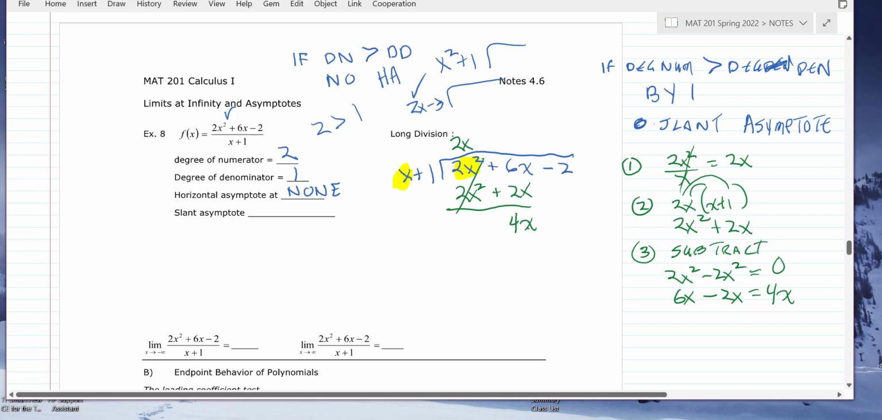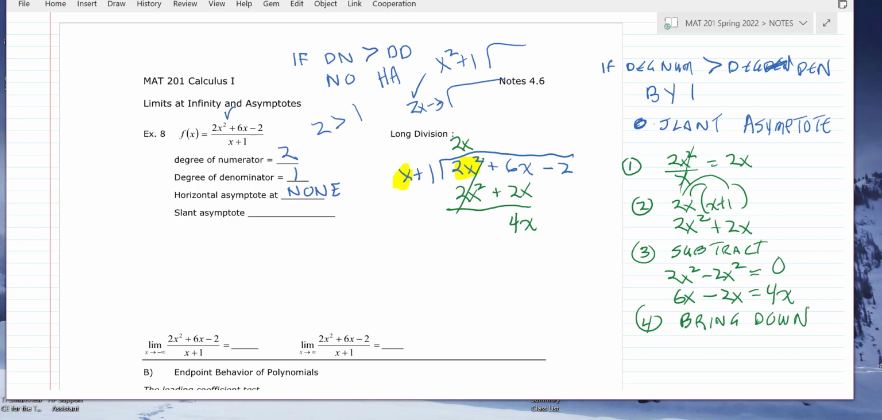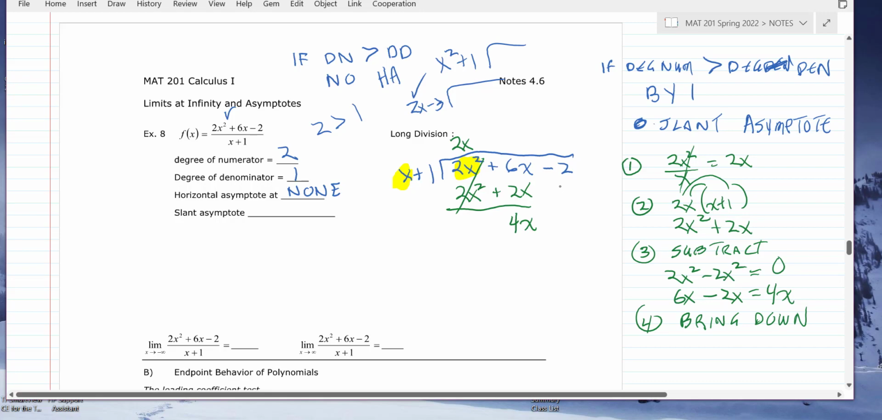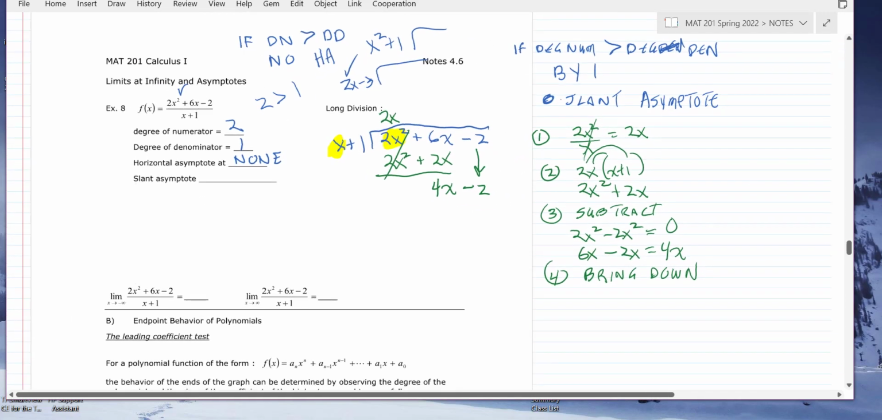Okay, so I bring that down, I got 4x. Then the last step on this loop of the problem is you bring down the next number. This is the same division algorithm that we teach for arithmetic in this part of the world, in the Western world. There are parts of the world where they do not teach long division this way. There's different algorithms. So I bring that -2 down like that.